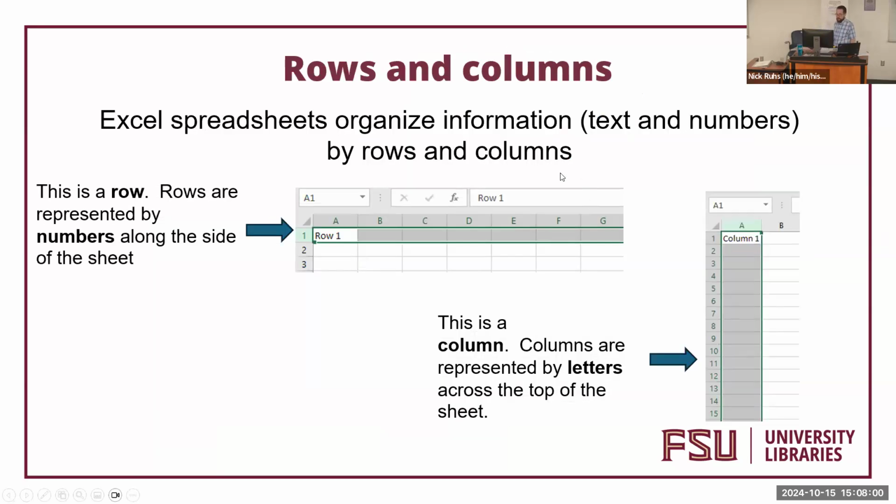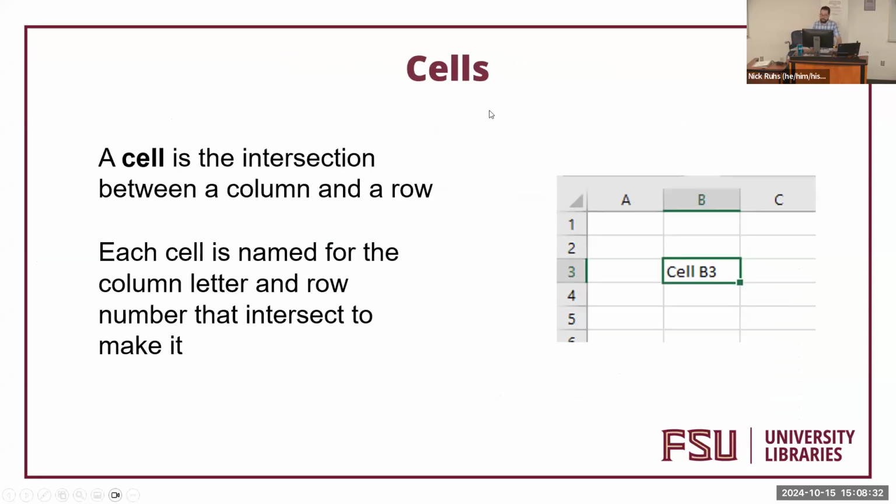So values in Excel are organized by rows, columns, and cells. A row is represented by those numbers alongside the side of the sheet, going along horizontally, so you have row 1, row 2, row 3, etc. Columns are represented by letters across the top of the sheet. So column A, column B, C, etc. And then a cell is the intersection between a column and a row, so sort of like the address. So if you have an intersection, say, in B3, that would be referred to as cell B3.